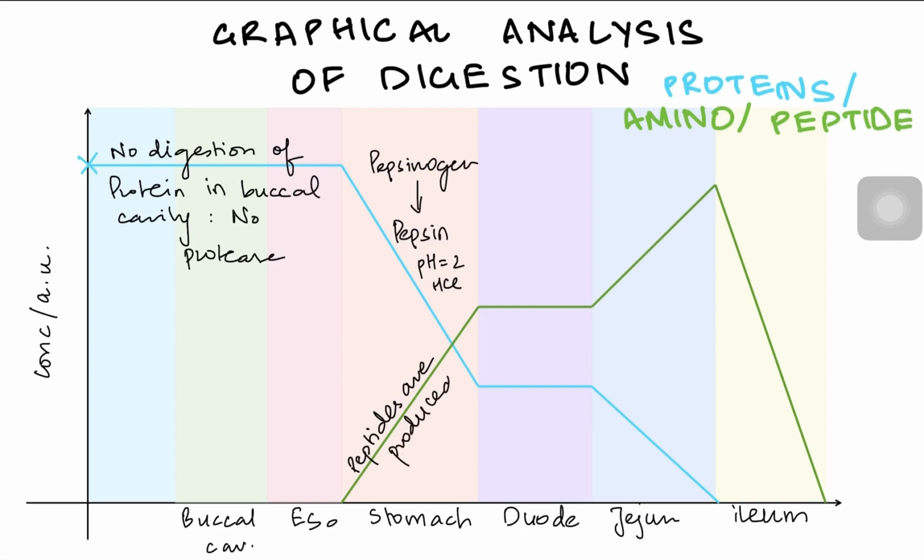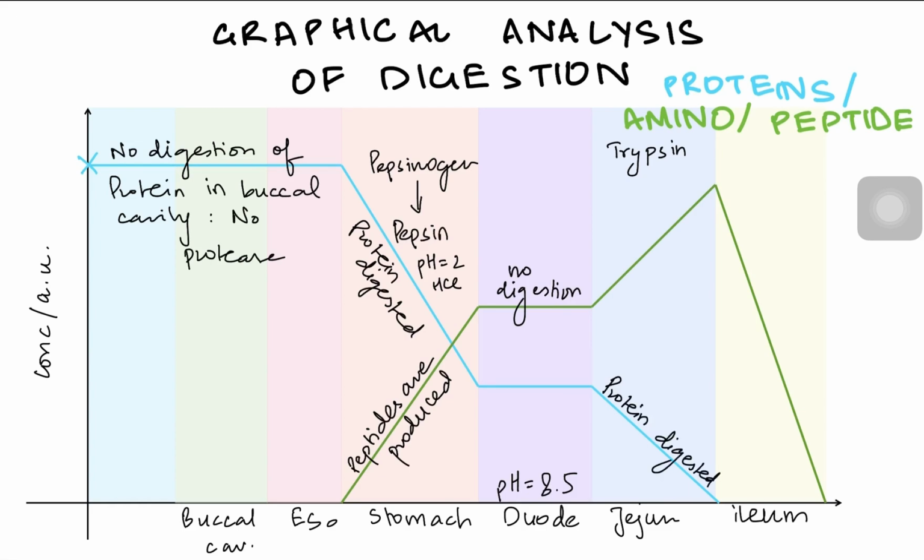That is why you can see the green line is increasing because peptides are made, and the blue line is decreasing because proteins are digested. In duodenum, you can see the concentration remained the same. Why? Because in duodenum, the pH is almost 8.5, which is not good for the protein digestion. So no digestion happens in duodenum. But in jejunum, there's an enzyme known as trypsin, which breaks down the proteins even more. So all the proteins are digested in jejunum and peptides are produced. So you can see the green line is increasing because peptides are made.